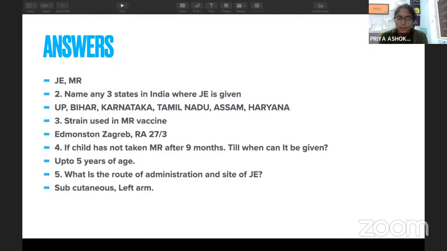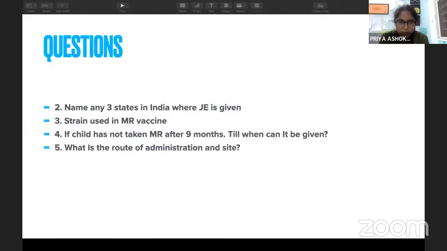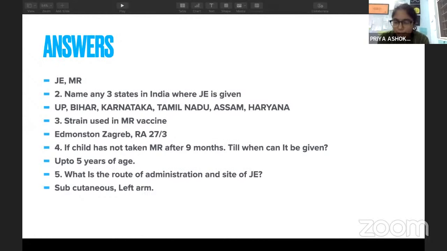The strain used in MR vaccine is Edmonston-Zagreb, and you have RA27/3. You can give it up to 5 years, and it is subcutaneous on the left arm. So JE goes on the left, MR goes on the right. I mean, an easier way to remember would be, where is BCG, there only you will give JE. Left, that way.